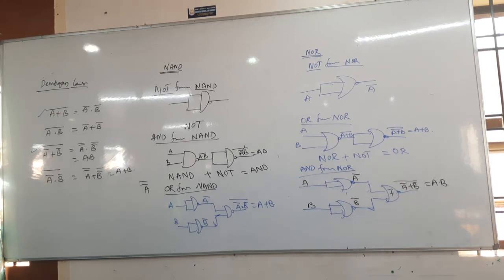NAND and NOR gates are called universal logic gates because all the other gates can be built by using these gates.